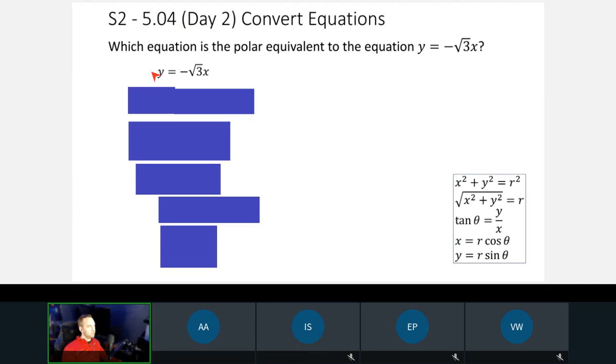All right. Well, some of you are confused. All you're going to do, I give you this little conversion here. You're just going to replace y and x with what they equal. X becomes r cosine theta, y becomes r sine theta, and then you solve for r.